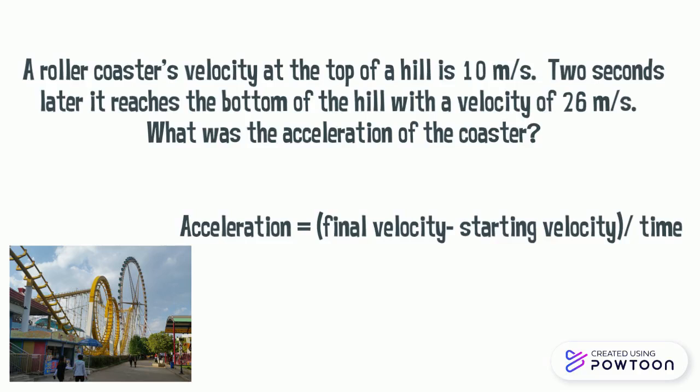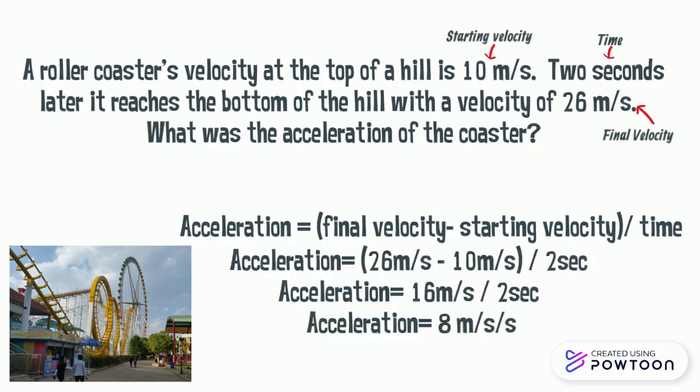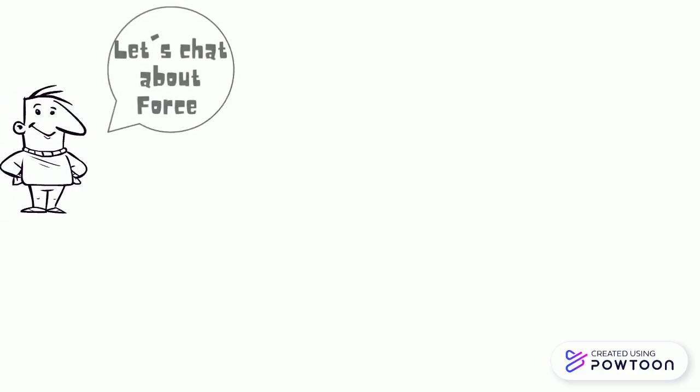A roller coaster's velocity at the top of a hill is 10 meters per second. 2 seconds later, it reaches the bottom of the hill with a velocity of 26 meters per second. What was the acceleration of the coaster? So we're going to use our formula. We're going to plug in the numbers that we know, and we're going to get 8 meters per second per second.